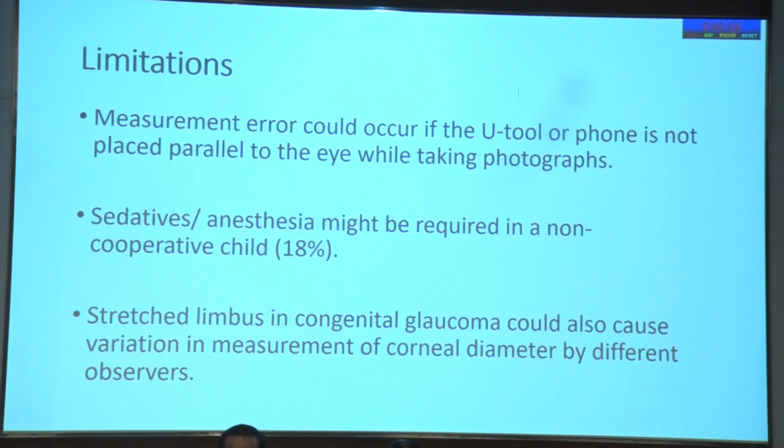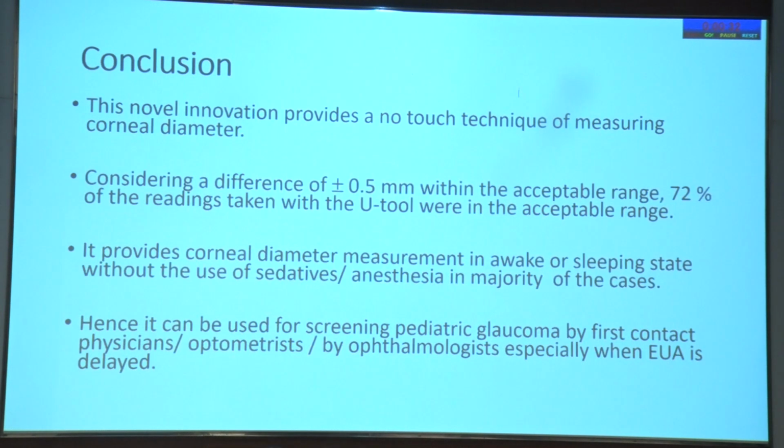Limitations include measurement error could occur if U-tool or phone is not placed parallel while taking the photographs. Sedatives or anesthesia might be needed in non-cooperative children. 18% of the children required sedatives or anesthesia. Stretched limbus in congenital glaucoma could also cause variation in measurement of corneal diameter by different observers.